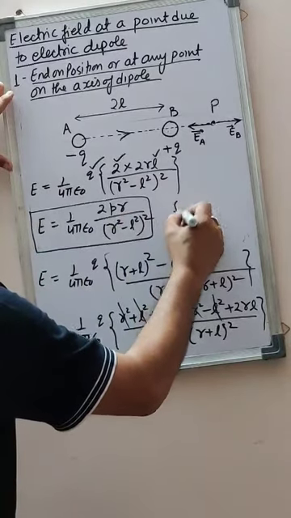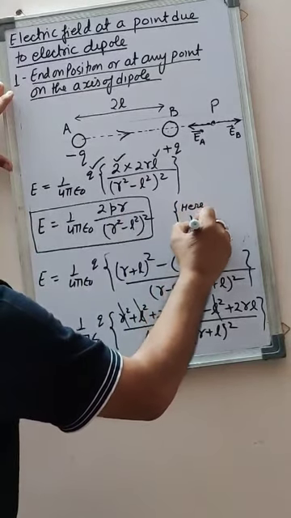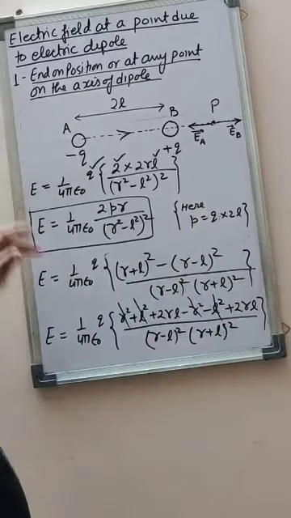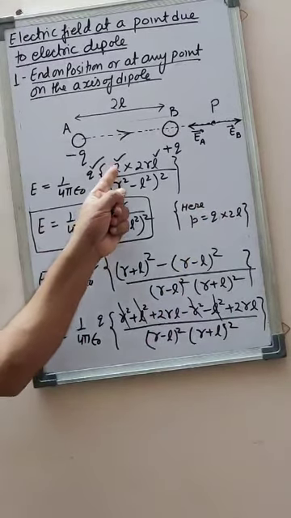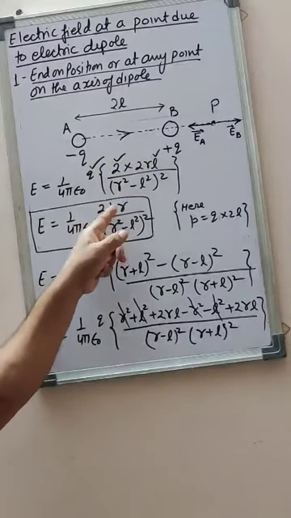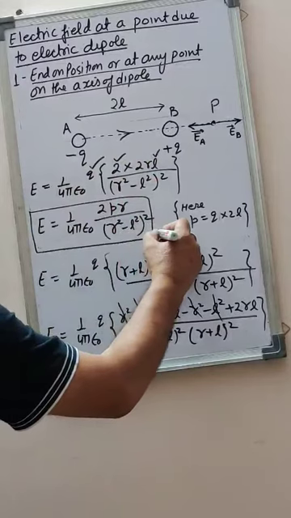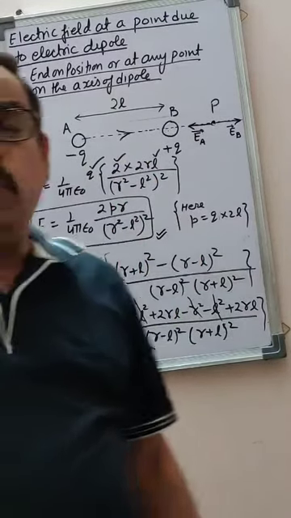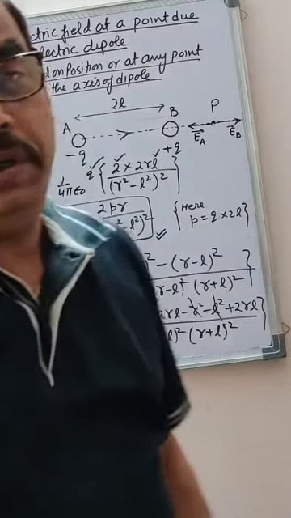Here P is equal to Q into 2L. In place of P, 2 into L into Q, in this place 2QL we have taken P. So this is the formula for electric field at a point in end-on position.